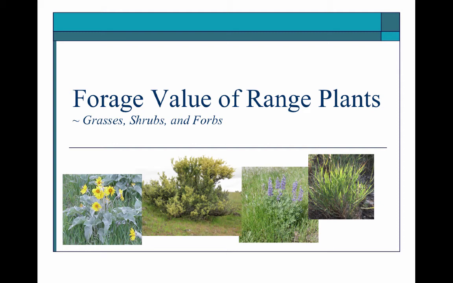Since we've finished up talking about rangeland animals, their digestive systems, and how that shapes their diet selection, we're now going to dive into the range plants and more specifically the forage value associated with range plants. We're going to look specifically at the three major categories of plant types that we find on rangeland: grasses, shrubs, and forbs.